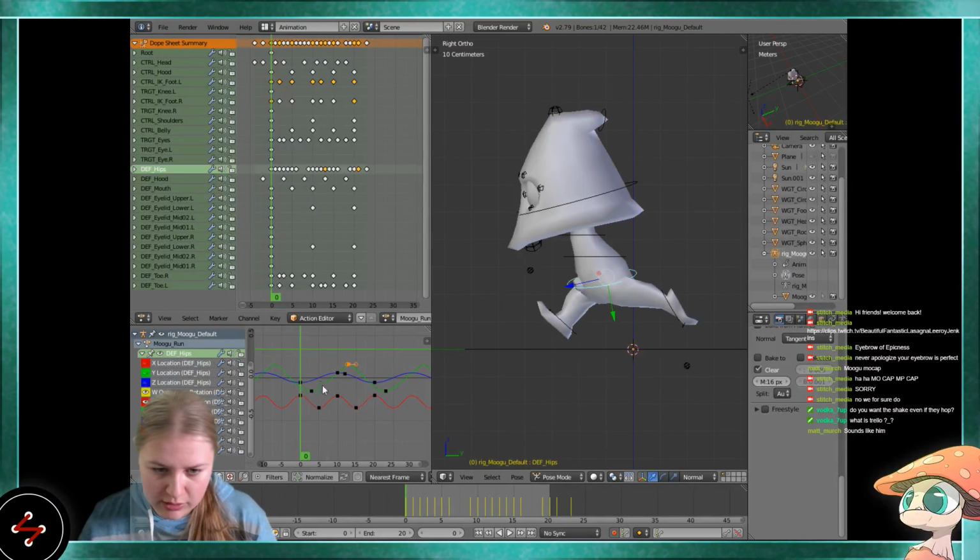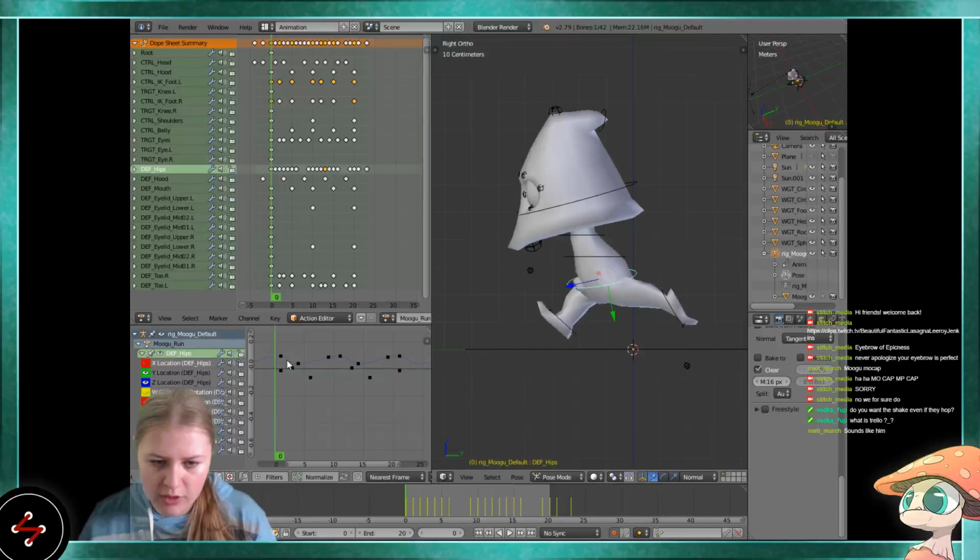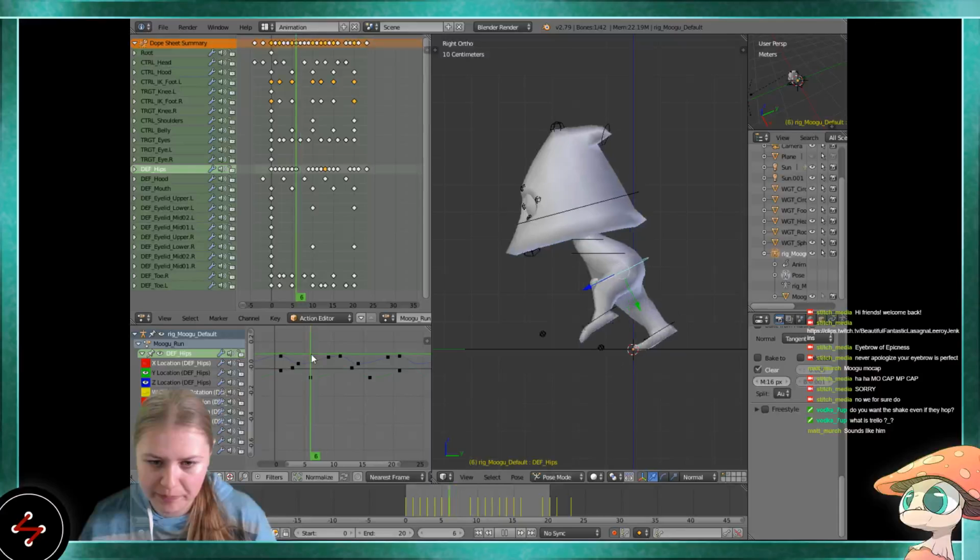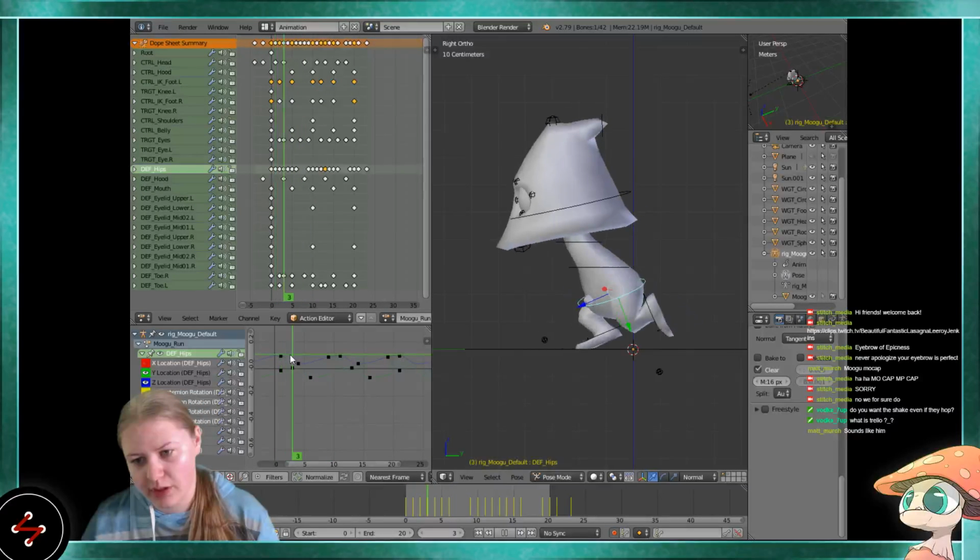I have to go back, and I have to adjust both this and this at the same time to get more of a verticality. And the question is, how do I want to do that?